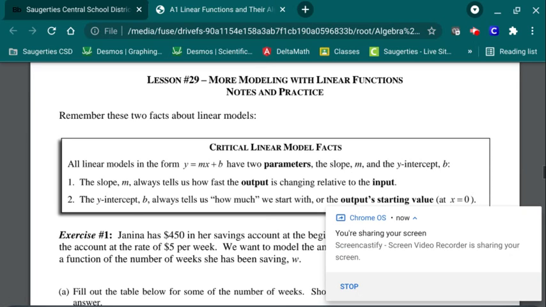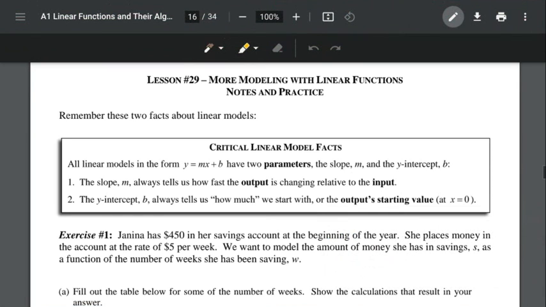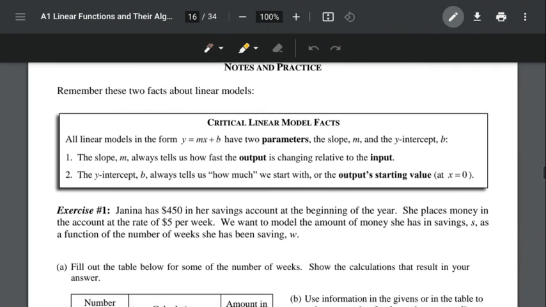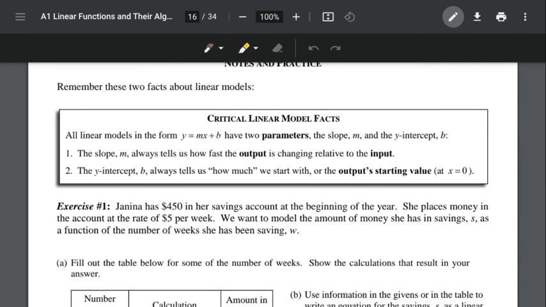Today we're working on lesson 29. We're working a little bit more on word problems. So same stuff as yesterday, just a very different look to them. A couple of things that are super important, otherwise known as critical.